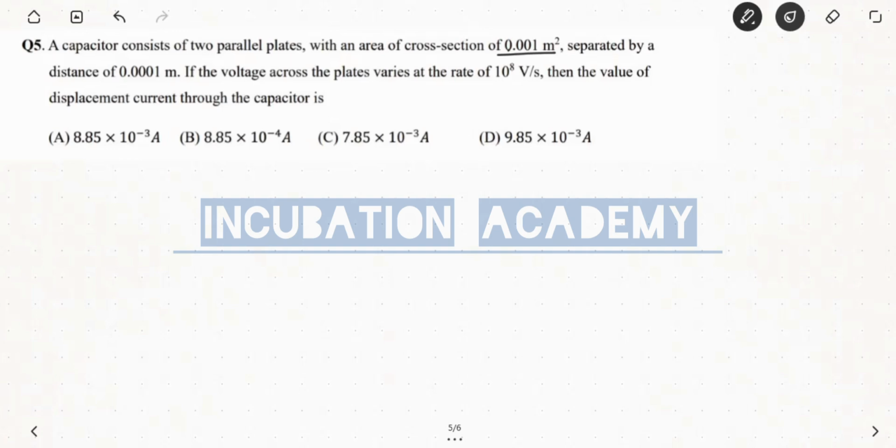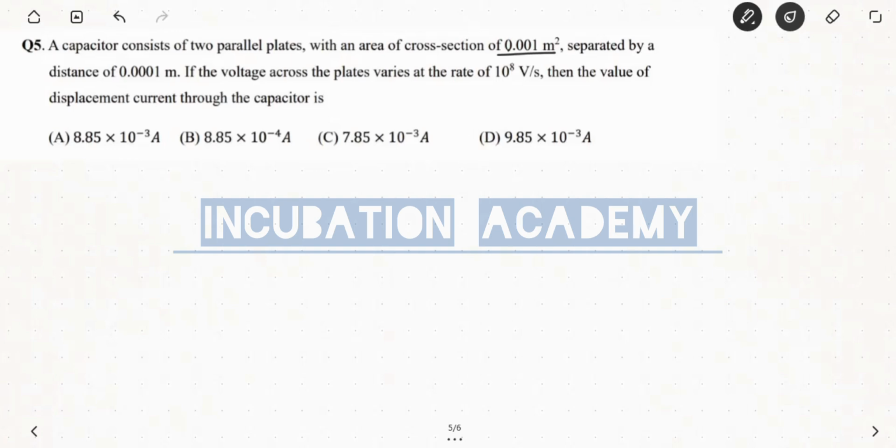8.85 into 10 to the power minus 3 ampere, 8.85 into 10 to the minus 3 amperes, 7.85 into 10 to the power minus 3 ampere, and 9.85 into 10 to the power minus 3 ampere. So these options are given here. So this is a question from electromagnetic waves. I hope you understood.